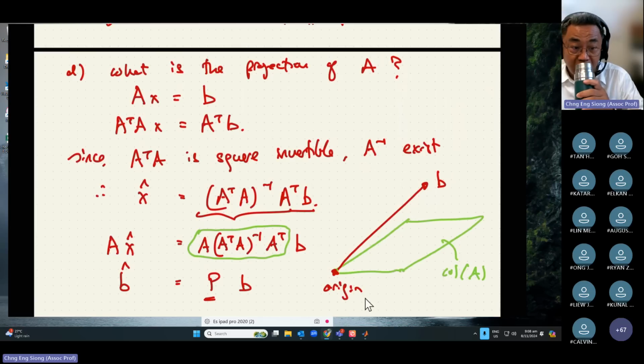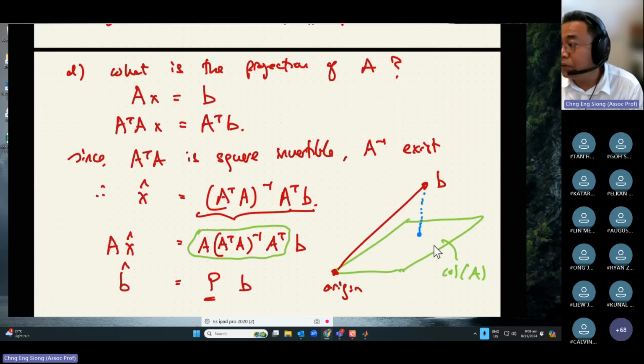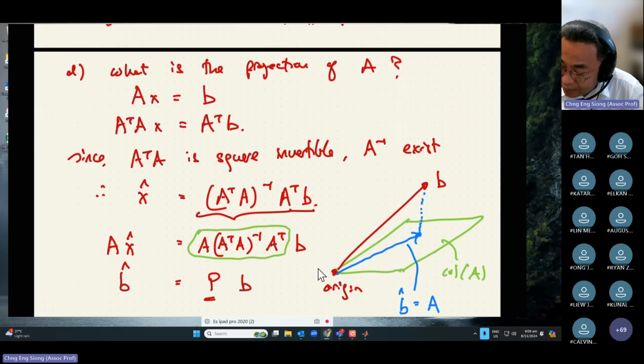And then, what is AX hat? It is a vector where? What do I draw? This blue point is on the surface of the column space of A. So this vector is, anybody? This vector is B hat, very good. Or you can write AX hat.